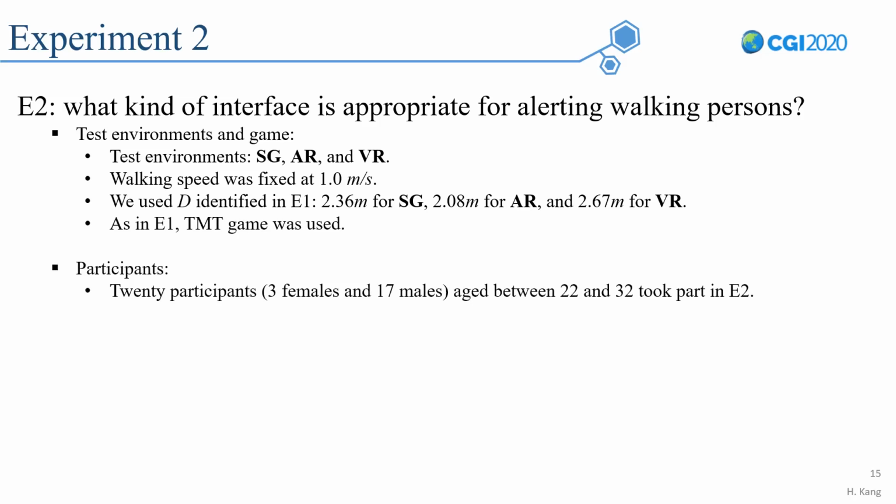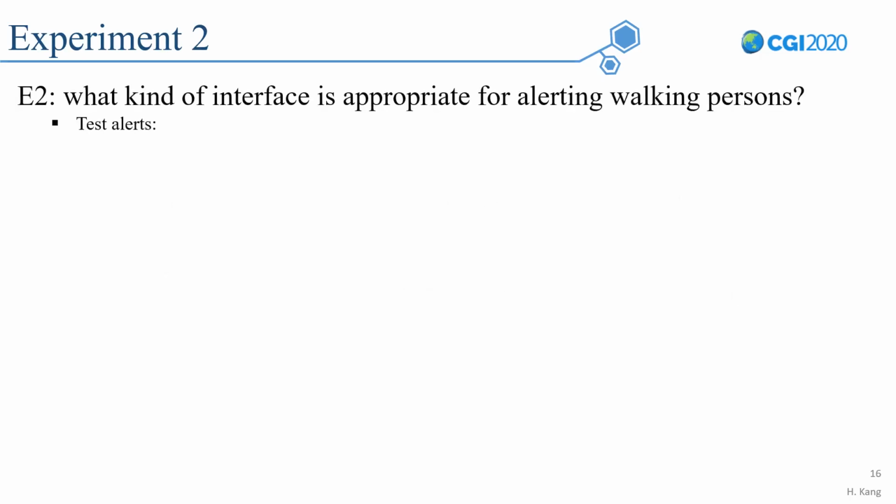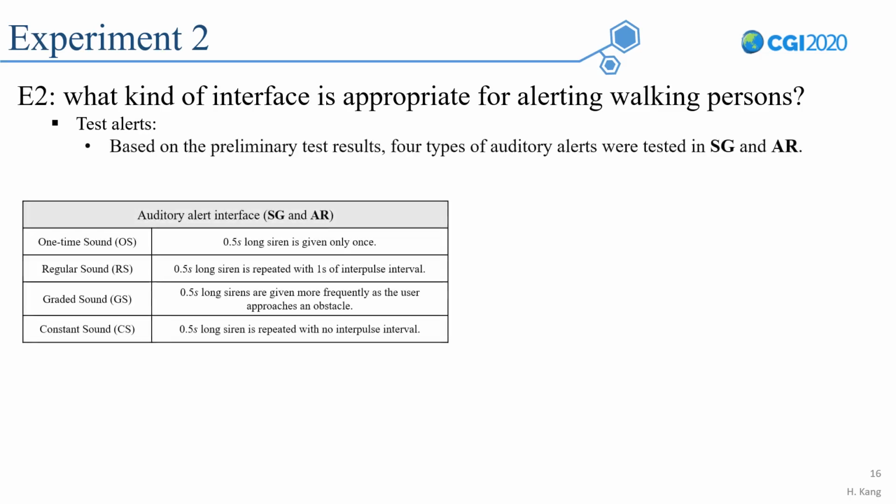For the experiment, we recruited 20 participants aged between 22 and 32. Taking levels of alert urgency into account, 4 types of interfaces were presented and compared in each environment. Based on the preliminary test results, 4 types of auditory alerts were designed and tested in SG and AR. The table shows one-time sound, regular sound, graded sound, and constant sound.